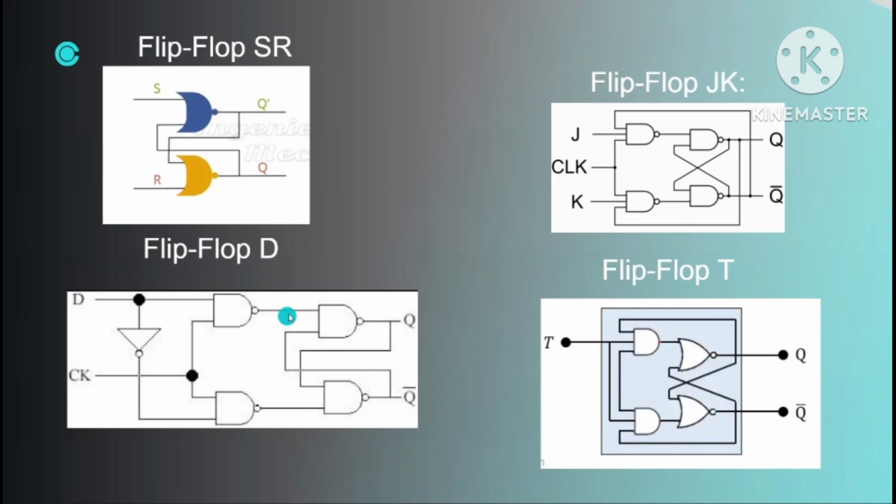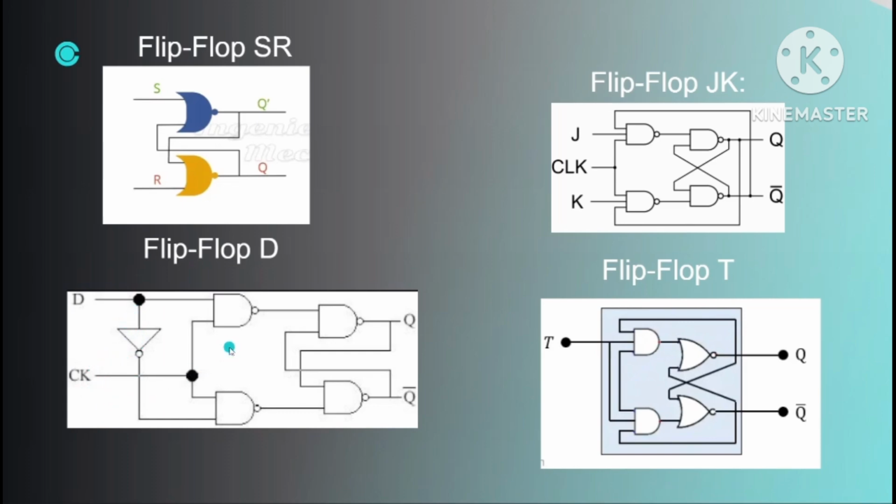Now, the flip-flop D, data or delay. Flip-flop D is made up of a modified flip-flop SR with a NOT gate that prevents invalid states. Its main function is to synchronize the data input with a clock. It has two inputs: D, data, and CLK, clock.